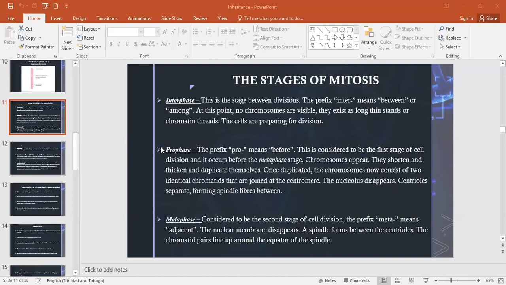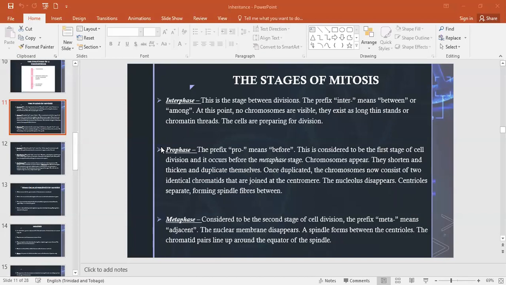At the metaphase stage, meta means adjacent. So this means that they are all lined up next to each other. Remember in the video, they spoke about an imaginary equator. Well, that's basically what it's like. So they're all lined up together around that imaginary line. They are next to each other.